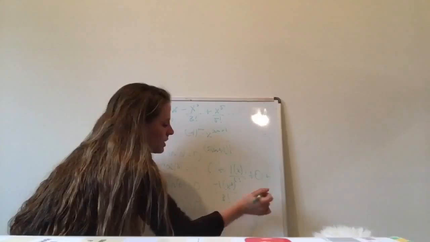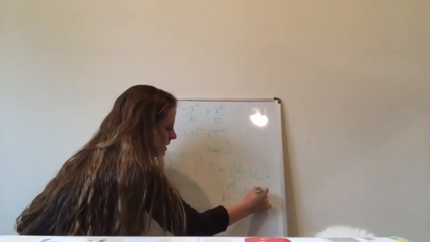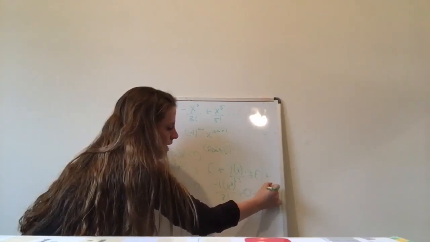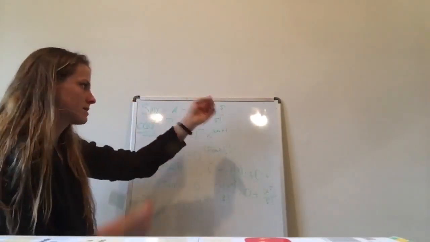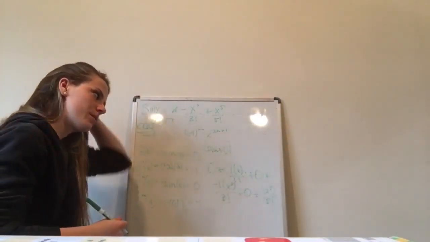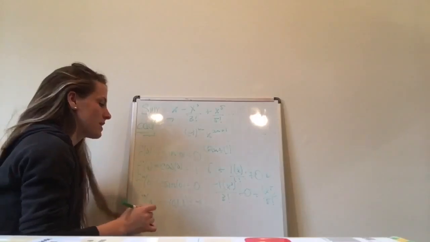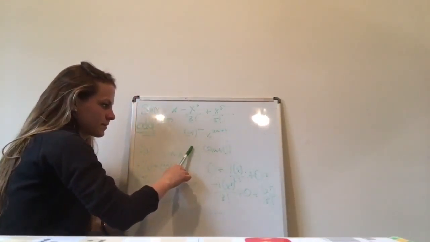And so you're going to keep going on, and you would find that the next term would again be 0, and the next term would be x to the 5th over 5 factorial, and then it would be negative x to the 7th over 7 factorial. And so after you find that, you're going to find the general term.